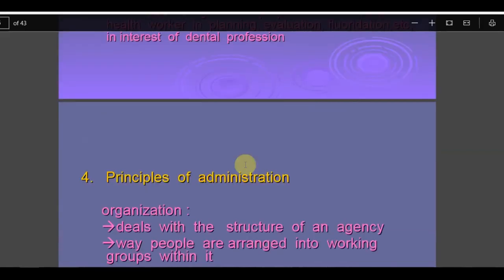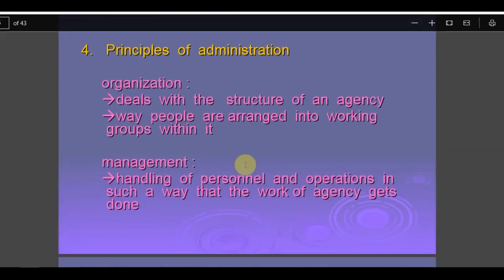So let's see what is the fourth tool of dental public health, that is principles of administration. Administration is very much important. We need to have proper organization and management. Organization deals with the structure of an agency and the way the people are arranged into working groups.